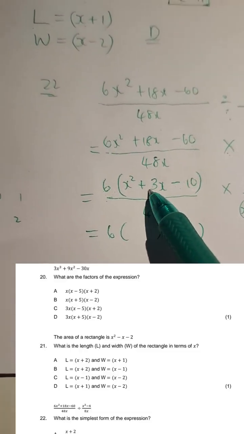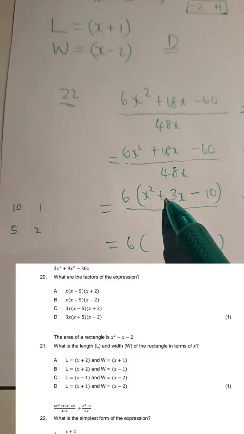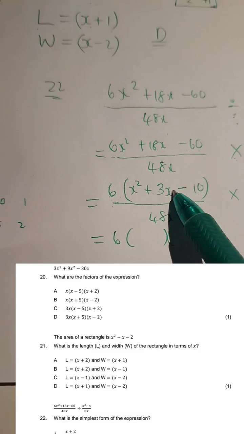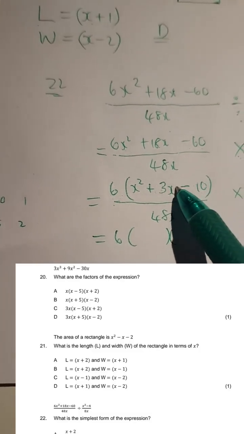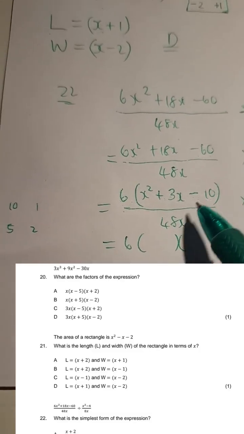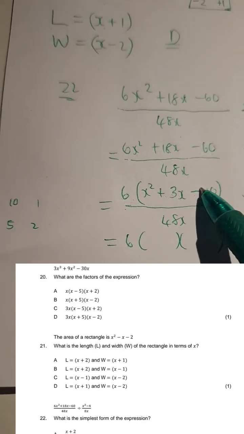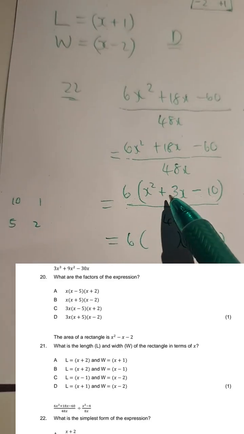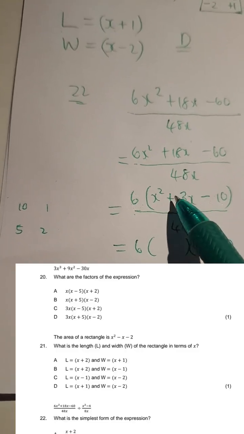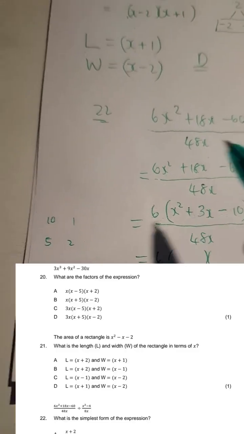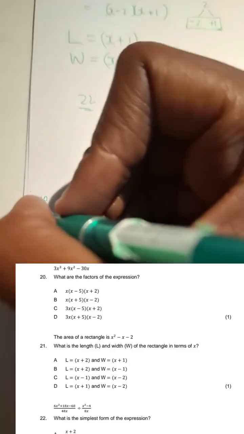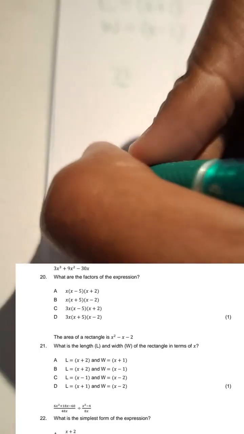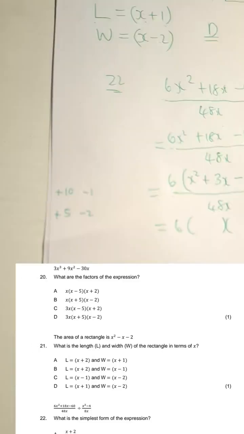Then, according to the sign of the middle term, since it is positive, if my signs are going to be different, because remember, when a constant term is negative, it means that my signs inside the bracket are going to be different. But this positive sign says to me, the highest factor is going to be positive. So that means highest is 10 here. Highest is 5 here. They are going to be positive. Then the other signs, negative, negative.